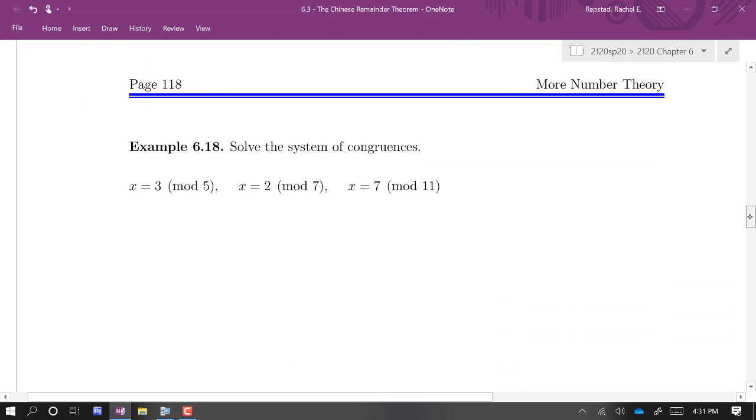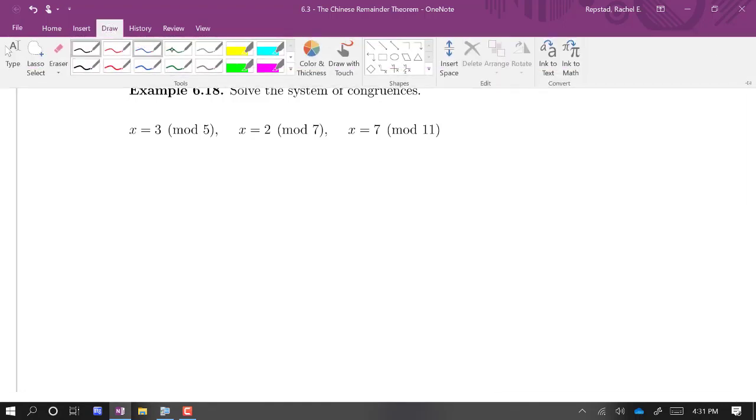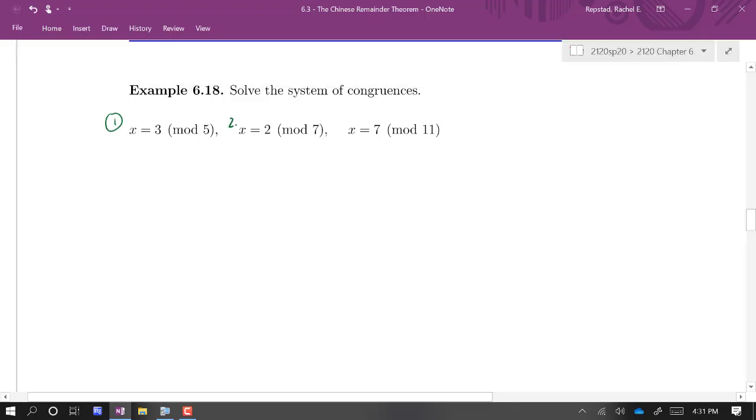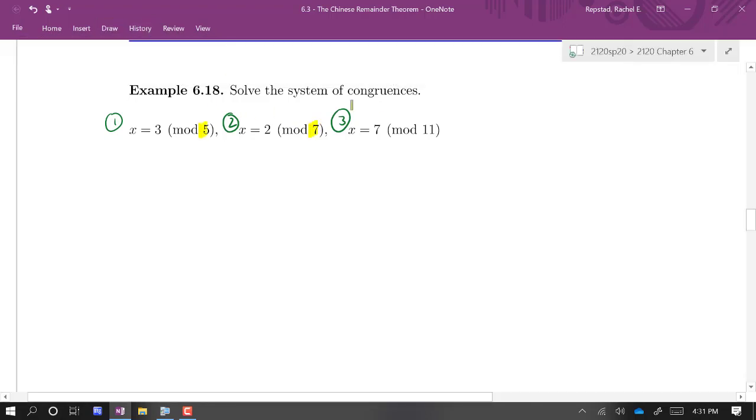Let's do another. Again, we start with three congruence equations here, so I'm just going to number them. We're going to use the same process. And I'll note, actually, before I start, I want to take note of these modulus numbers, the moduli, 5, 7, and 11. They're all distinct primes, so they are all pairwise relatively prime.